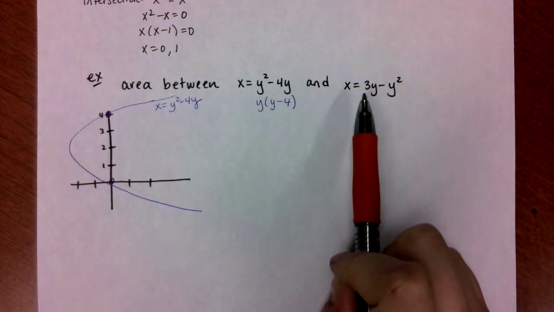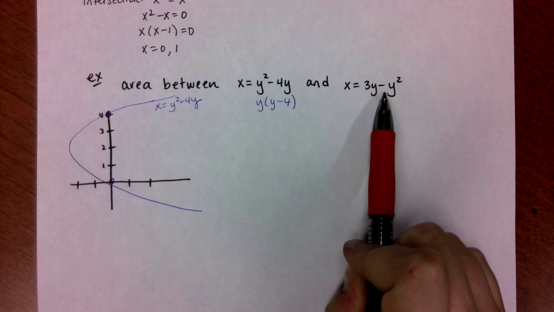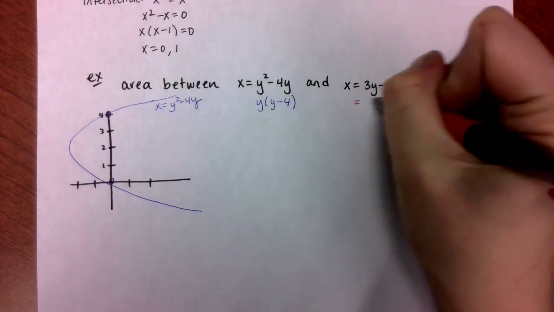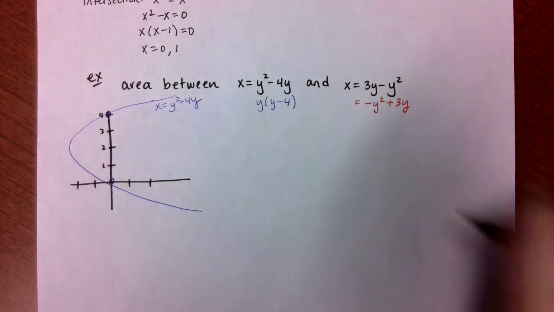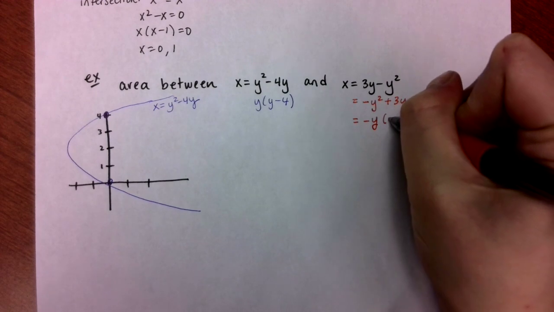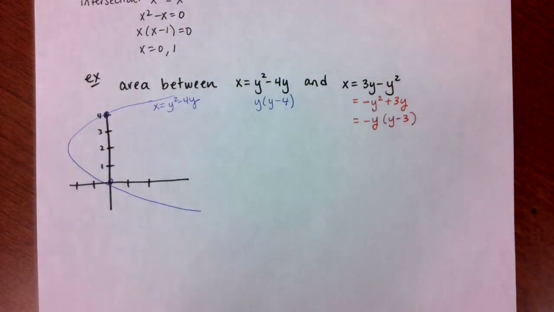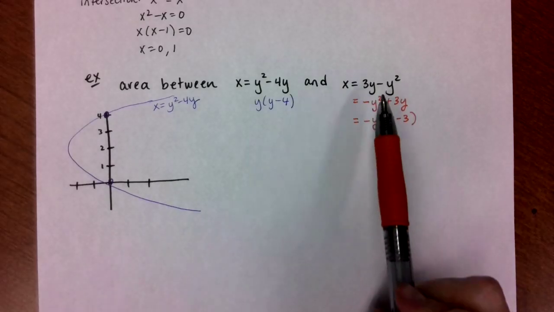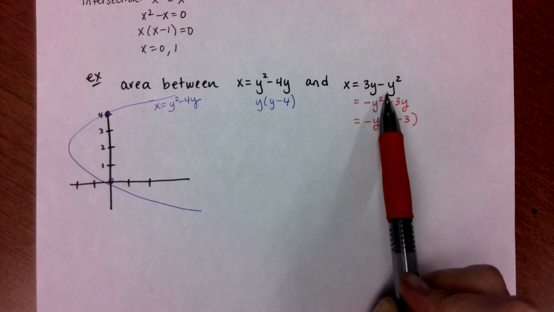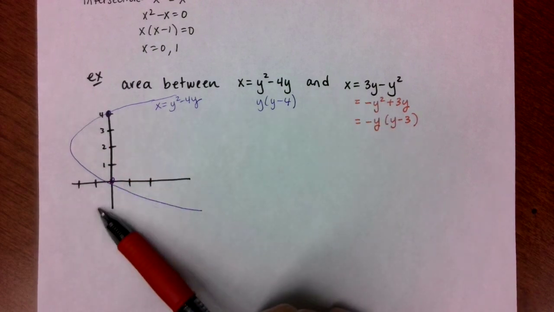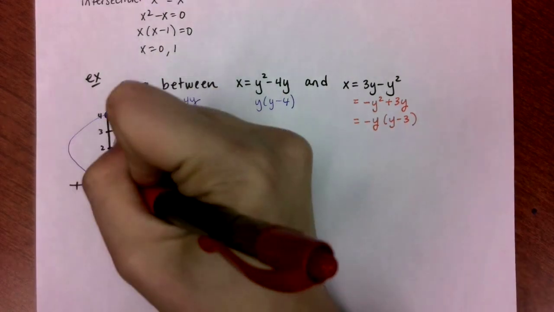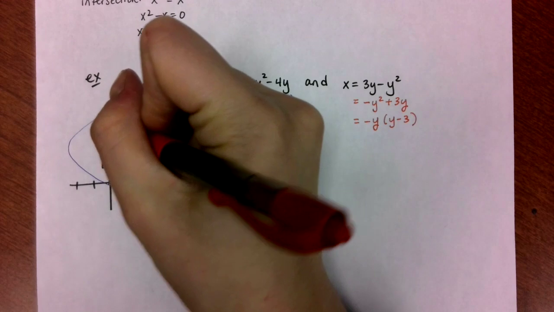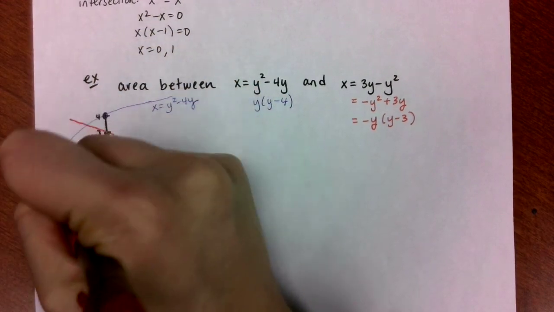All right, now for the next one, I have x equals 3y minus y squared. This is negative y squared plus 3y. I can factor out a minus y, and I get (y minus 3). You don't have to actually factor out the negative, but I like to do it this way so that I can see it's a downwards opening parabola because of that minus y squared. So now we're talking this way, and it will have y-intercepts at 0 and 3. So that's 0 and 3, and we're going to open this way.